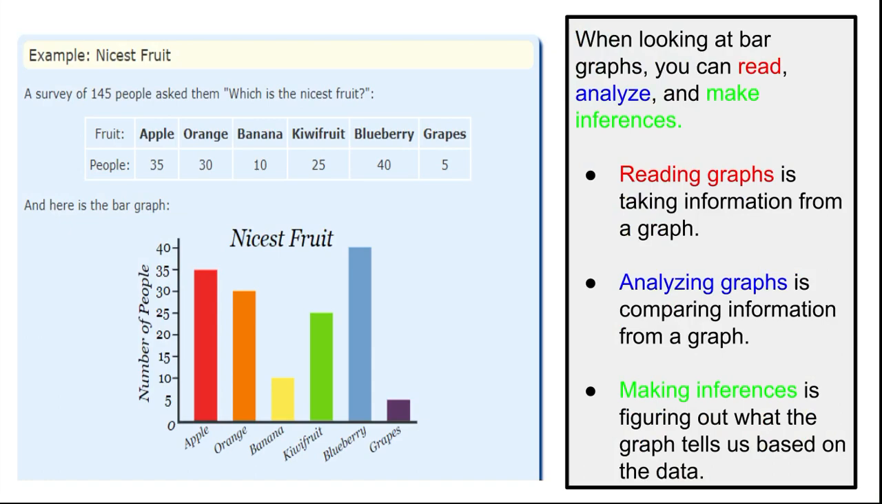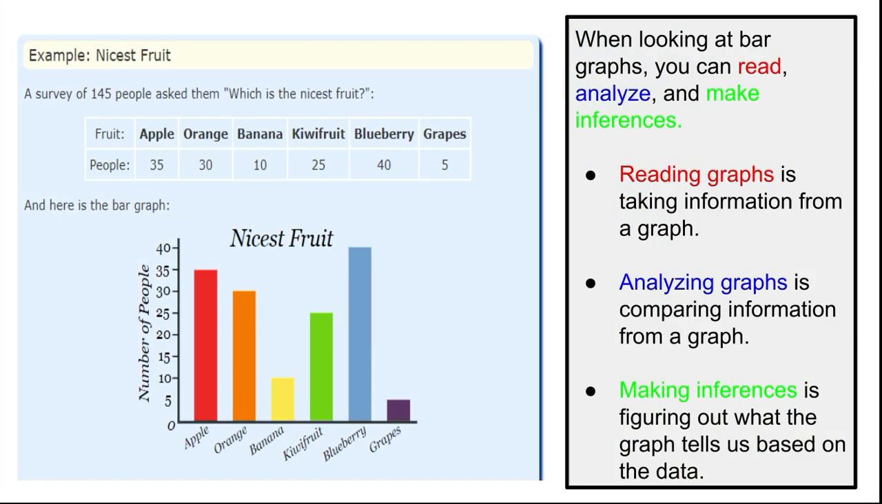If I asked you to analyze this graph and tell me what the difference is in how many more people thought apple were the nicest fruit than how many people thought oranges were the nicest fruit, you would have to subtract 35 for apples minus 30 for oranges for a difference of 5. 5 more people thought apple were the nicest fruit than orange. Now, what if I asked you to tell me what the total number of votes for banana and kiwi? You'd have to add 10 for banana plus 25 for kiwi for a total of 35.